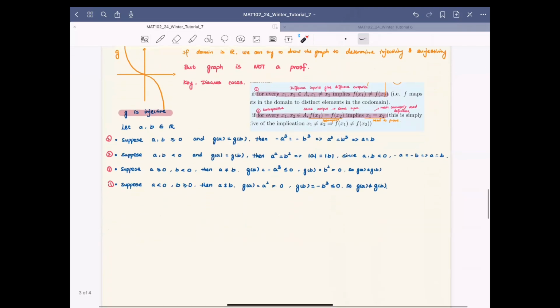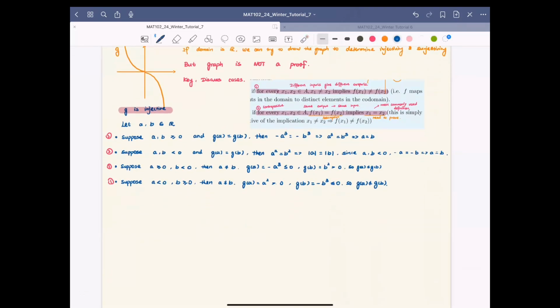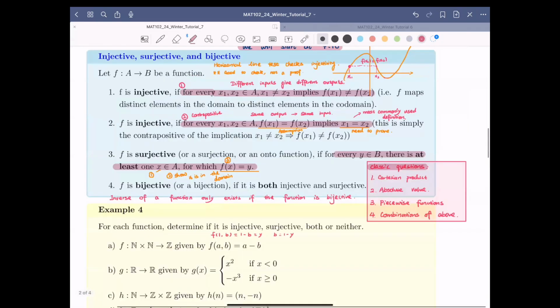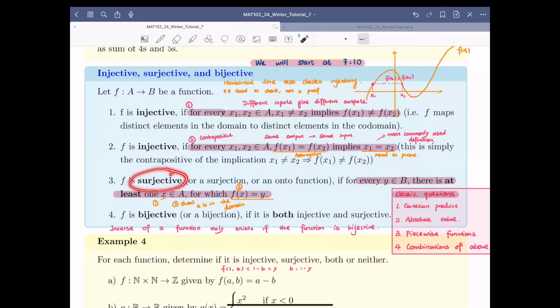Let's do surjective as well. So g is also surjective. And just like before, you need to discuss cases. But what I want to mention here is, when we do surjectivity, okay, let me go back to here. When we do surjectivity, you are not picking x anymore, you're picking y. Okay, so for your cases, it should be about y as well.